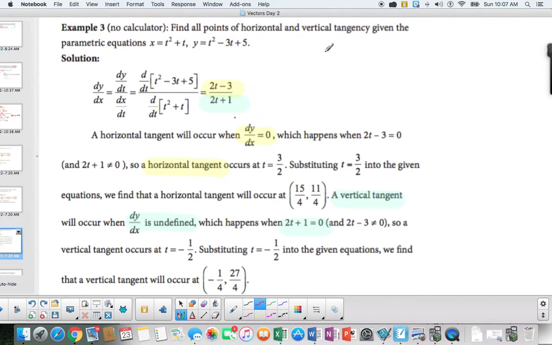Okay, in this example, we want to find the horizontal and vertical tangencies. So we figure out the derivative, and the yellow part is going to help us figure out our horizontal tangents. We set that part equal to 0, and that's going to happen at t equal to 3 halves. We put 3 halves into x and y, and we'll get the location where this occurs. Vertical tangents are when the denominator is equal to 0, or when it's undefined. We set that equal to 0 and find what t is equal to. Substituting t equal to 1/2 into both x and y, we'll get the point at which that occurs.